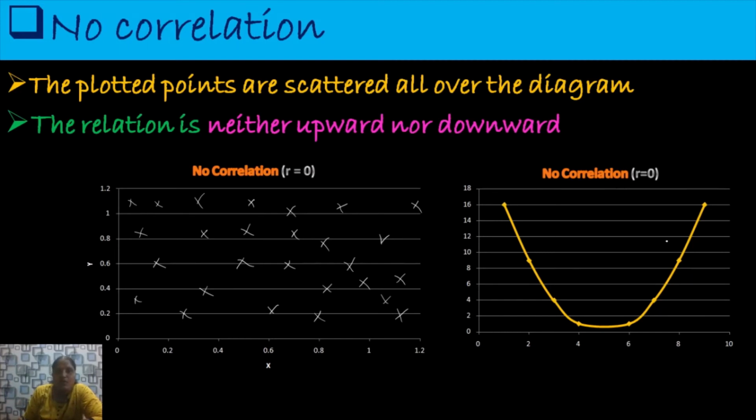And last we move on to no correlation or zero correlation. If the plotted points are scattered all over the diagram, if the plotted points are in a trapezoid manner, we have to say there exists no correlation between the two variables x and y. That means neither the relation is upward nor downward, either the plotted points are scattered all over the diagram, or we may get a curve like this. Here too, we have to say there exists no correlation between the two variables.